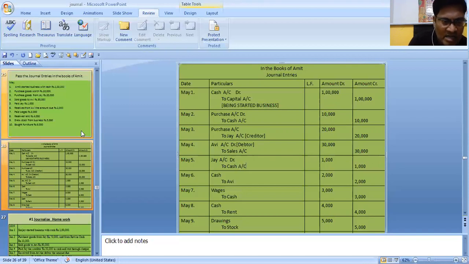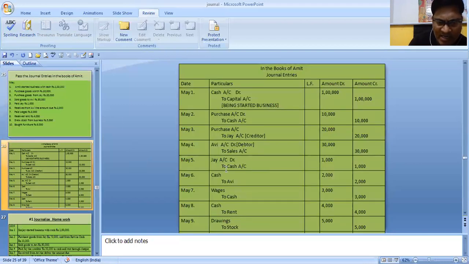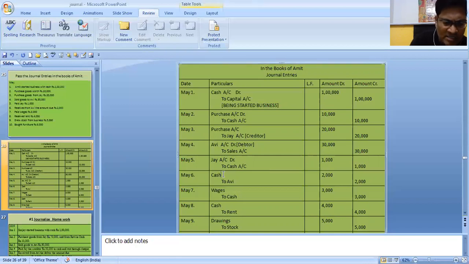May 6th, received from Avi, the amount due 2000. So what are we receiving? Cash. So cash will be debited. Who is the giver? Avi. So Avi being the giver, we will be crediting Avi. So cash account debit to Avi account.